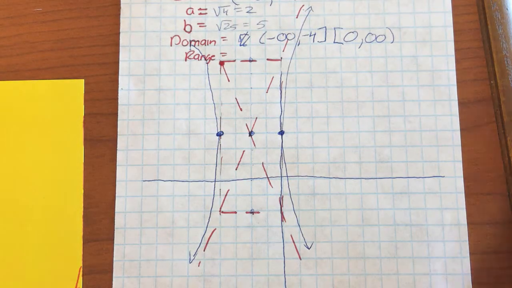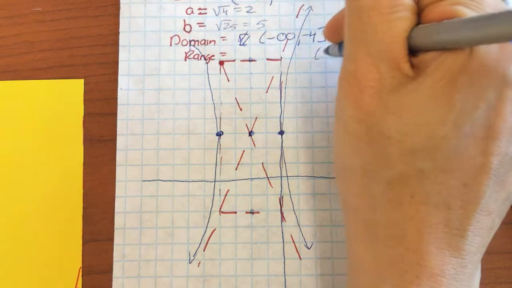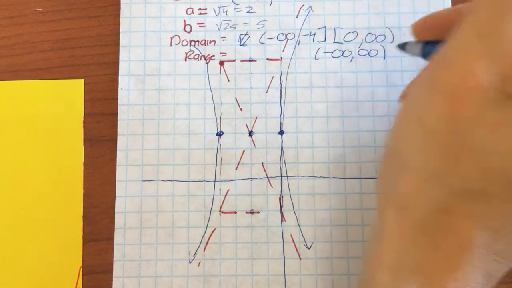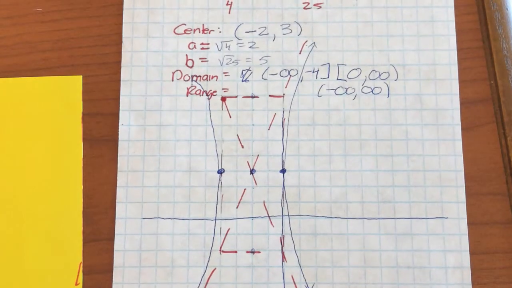And then my range, it goes all the way up forever, all the way down. So my range is just -infinity to infinity. Okay, so that's graphing hyperbolas. So you need to find your A and B still, but you're going to use the A and B to make a rectangle, and the diagonals of the rectangle are asymptotes.